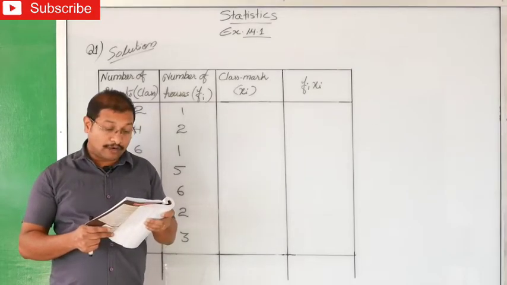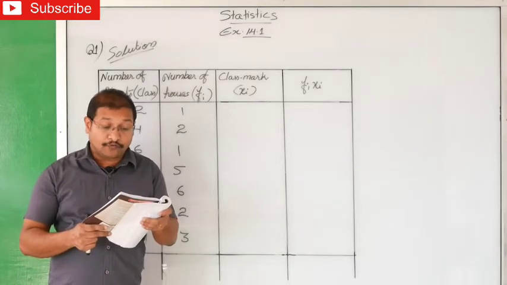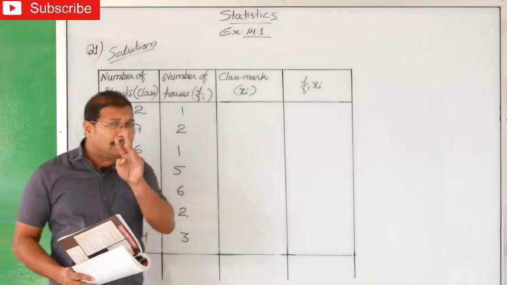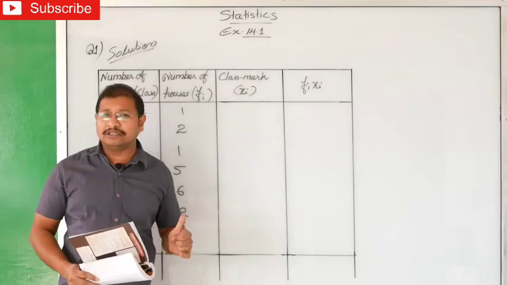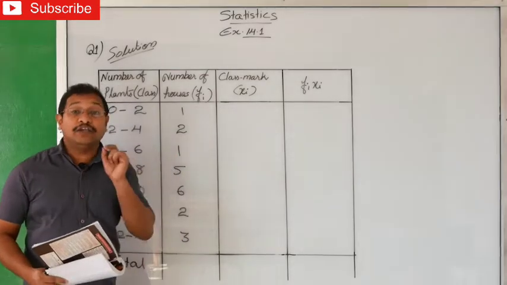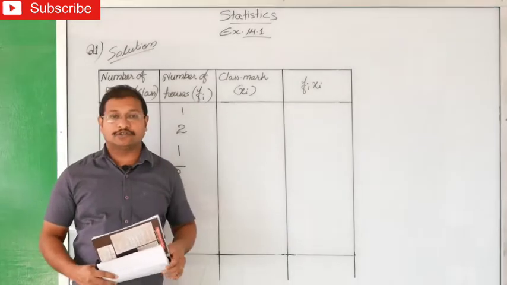Now, what is the remaining question? Which method did you use for finding the mean and why? We know that there are three methods: the direct method, the assumed mean method, and the step deviation method. But which method will you apply and why?